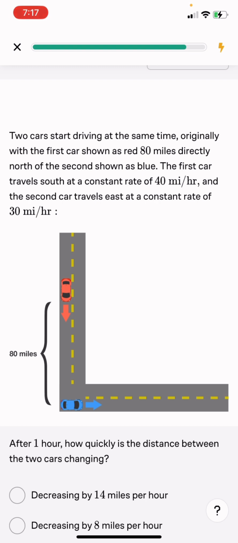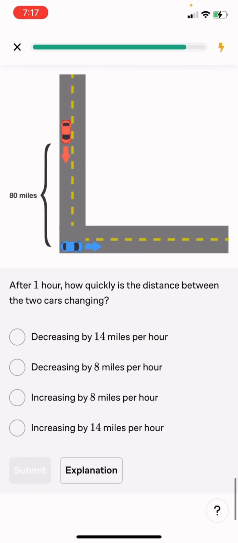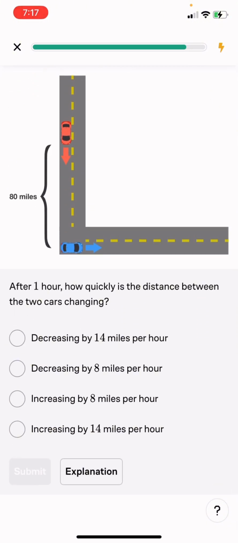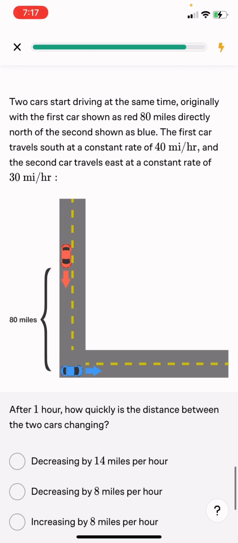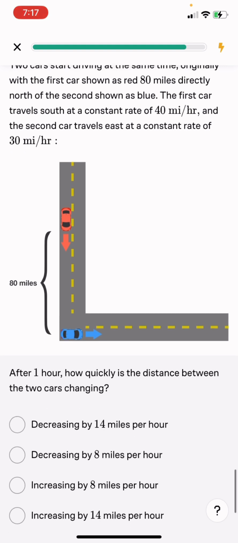Two cars start driving at the same time, originally with the first car shown as 80 miles directly north of the second, shown as blue. The first car travels south at a constant rate of 40 miles an hour, while the second car travels east at a constant rate of 30 miles an hour. After 1 hour, how quickly is the distance between the two cars changing? The second car travels at a constant rate of 30.